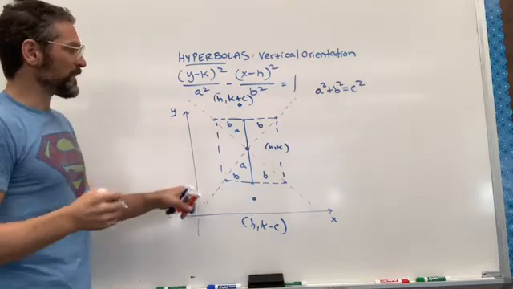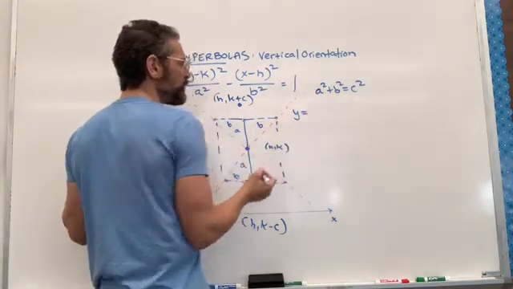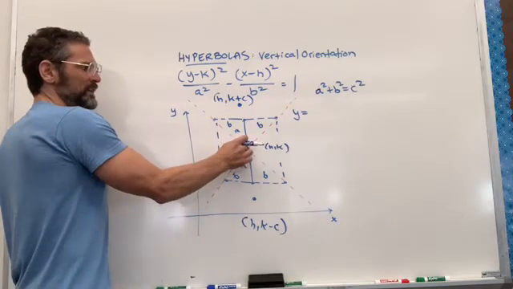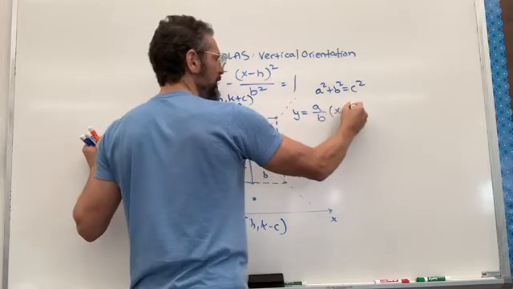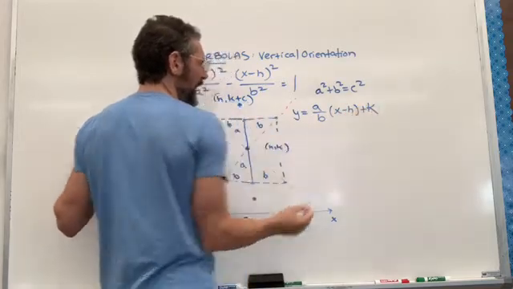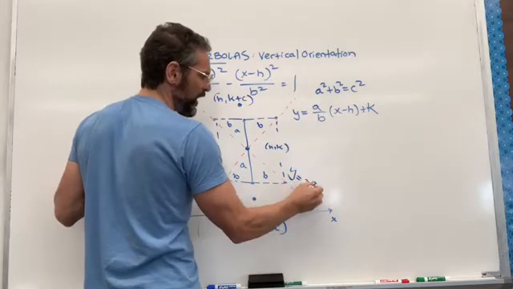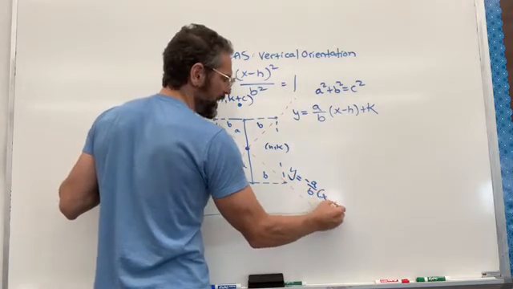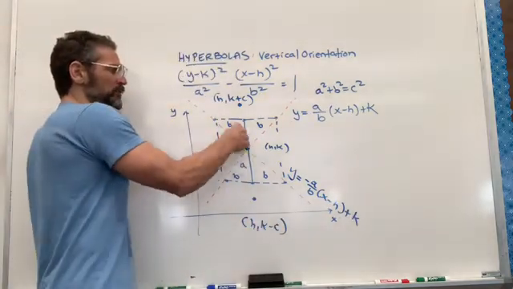What I can tell you about the asymptotes now is that it's always going to be y equals rise over run. In this case, our rise over run is A over B, and then x minus h plus k. And here, if you get this right, you get this for free. Y equals negative A over B, x minus h plus k. Why A over B? Because that's rise over run.